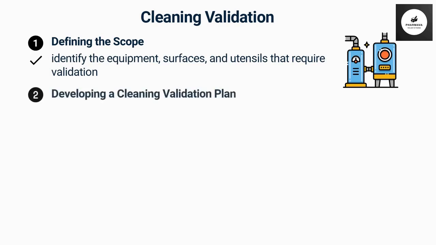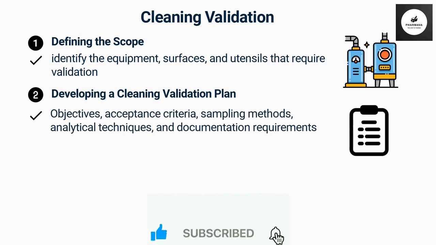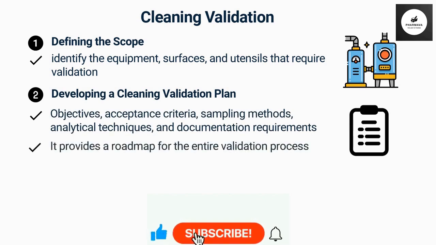Step 2. Developing a cleaning validation plan. A comprehensive plan outlines our objectives, acceptance criteria, sampling methods, analytical techniques, and documentation requirements. It provides a roadmap for the entire validation process.